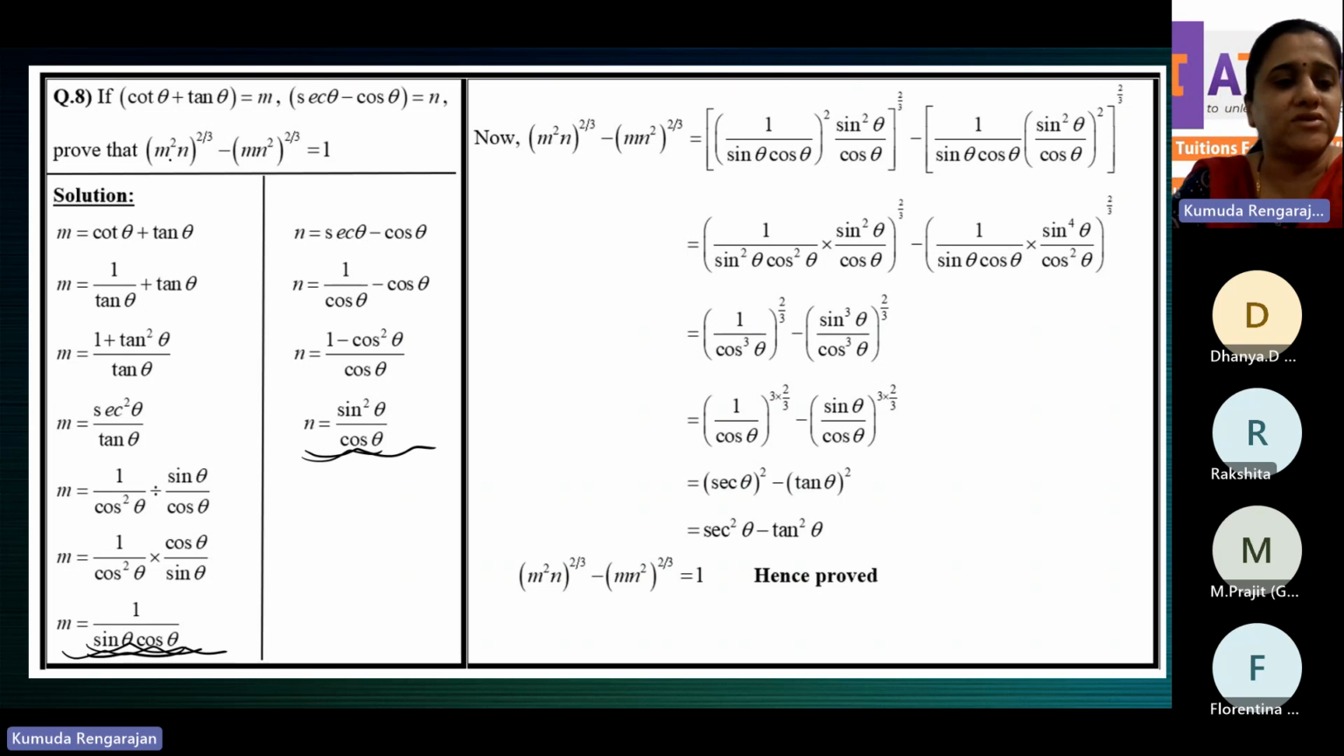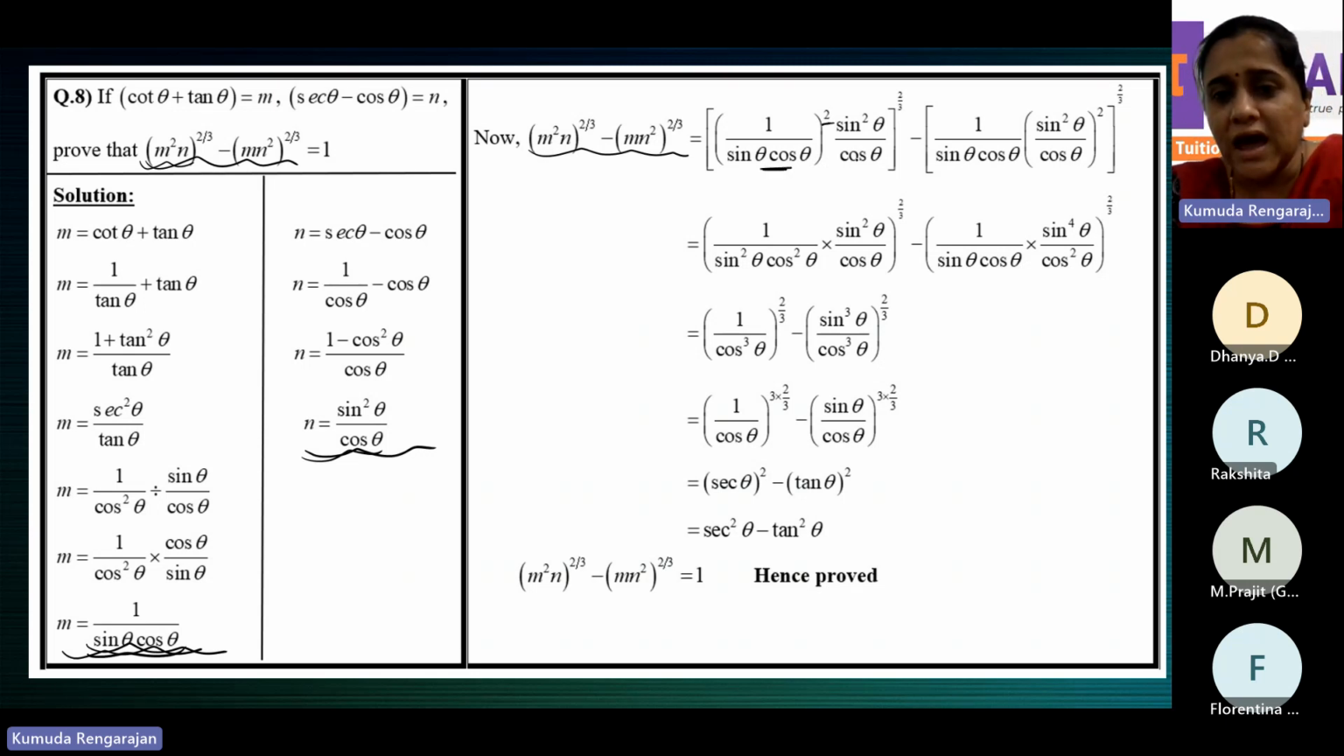So now we take up the LHS, and we need to substitute. What is m? I've substituted m. This is m squared, and this is n. This is m squared and n, the whole power 2 by 3.